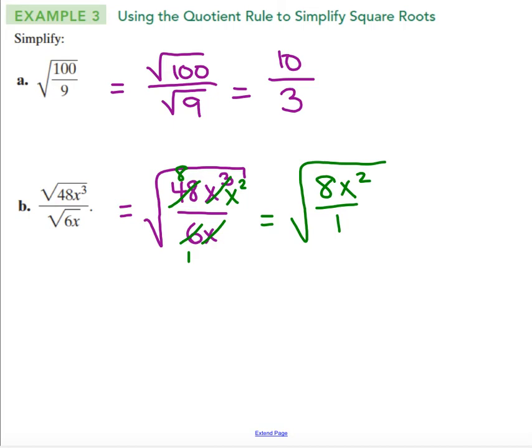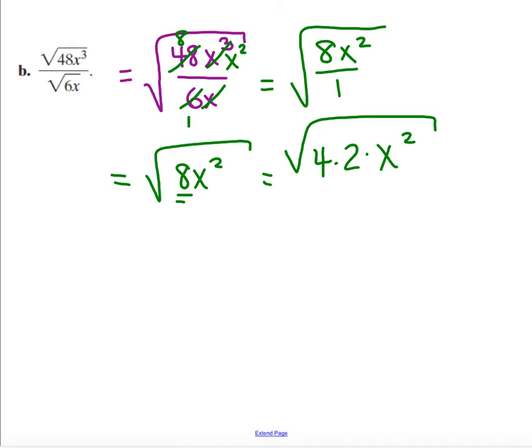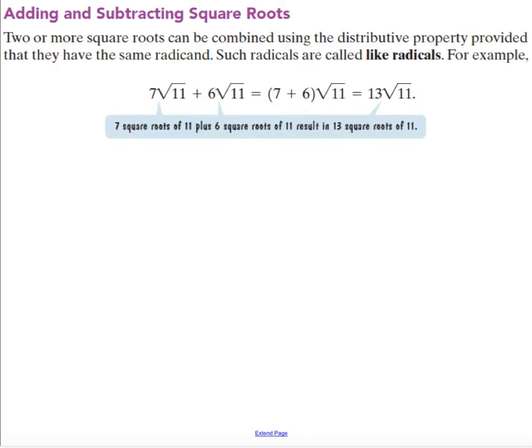All right, now let's see if we can break it down some more. So we have the square root of 8x squared. I'm going to break down 8 as 4 times 2 and then x squared. Again, we're looking for pairs. Is the square root of 4 perfect? Yes, the square root of 4 is 2. Is the square root of x squared perfect? Yes, so that pops out to be an x. Now this 2 is not a pair. It's not a perfect square, so that has to stay underneath as the square root of 2. I think we'll stop there.